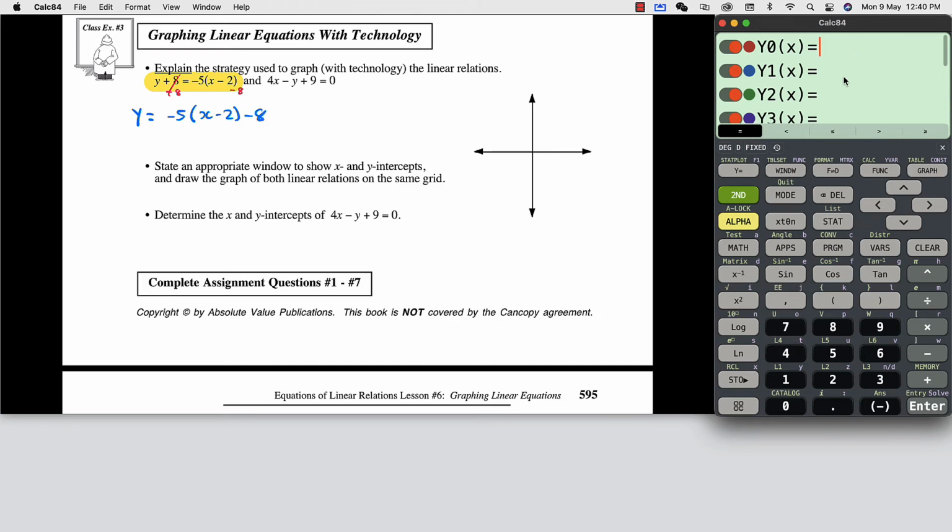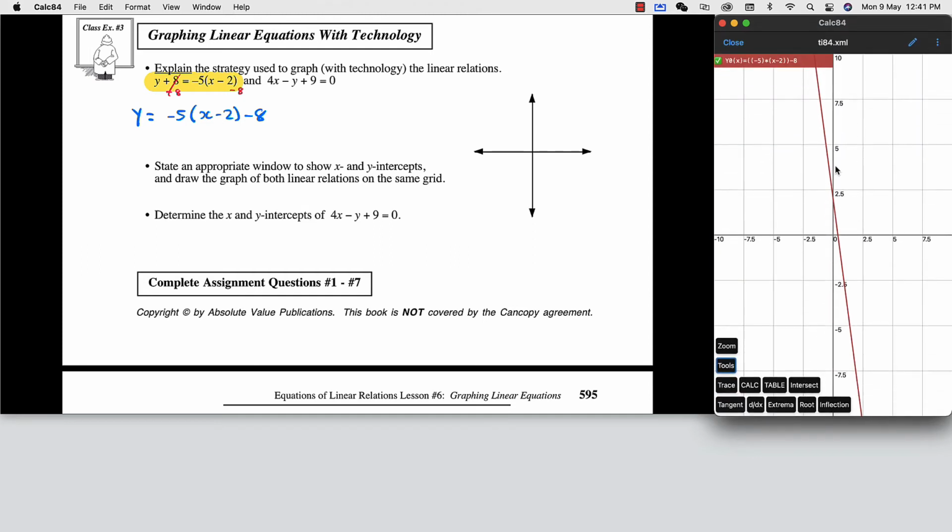Now that's not in any one of the formats really, but as long as it says y equals, I should be able to punch that in the calculator just like I see it. So -5 bracket x minus 2 bracket minus 8, and I should be able to graph that. I'm just going to make sure I have a 10 by 10 window. I do. So I graph it, and there is our line right there.